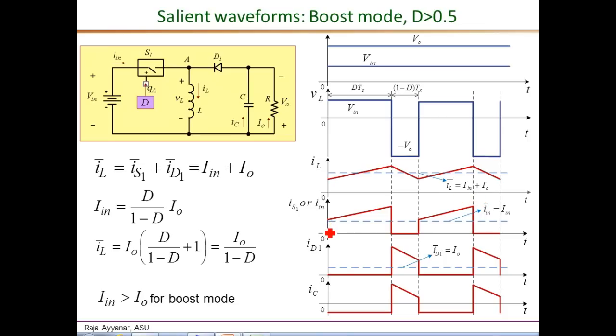IS1, same as the inductor current during the on interval. ID1, same as the inductor current during the off interval, with its average being equal to the load current. Now, in a boost mode of operation, IN, the input current, is always higher than the load current. IC is minus IO during the on interval, and it is IL minus IO instantaneously during the off interval, with the IC average being equal to 0 again.